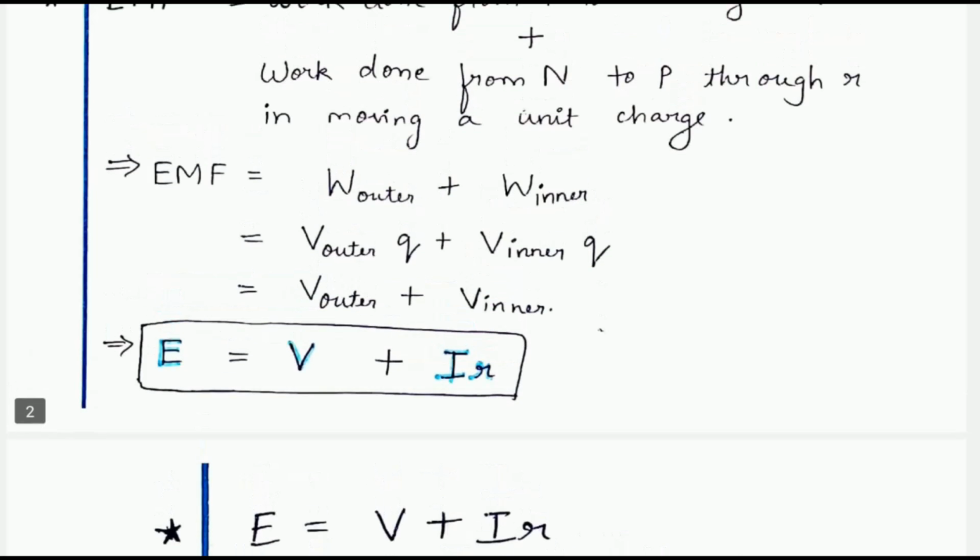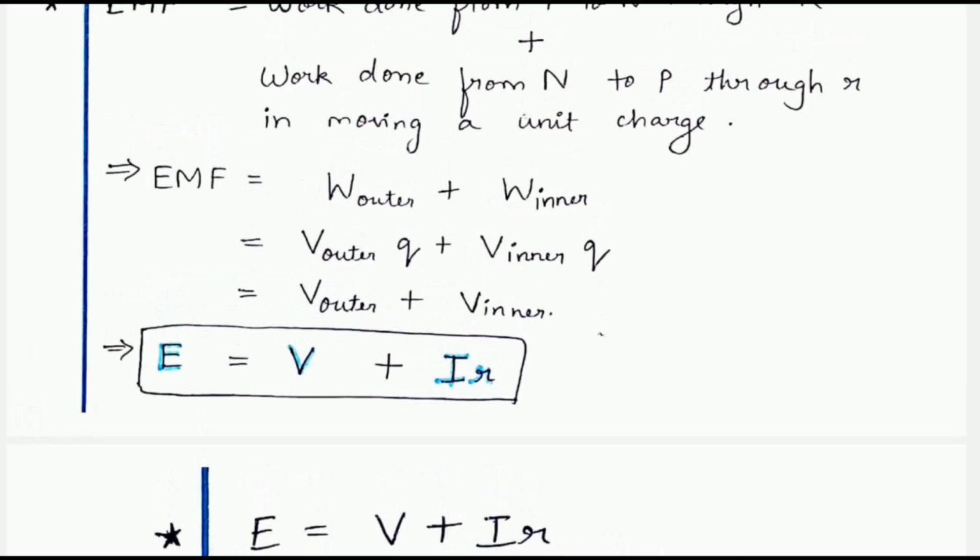As we had derived E = V + I r in the previous video, let us use that. Here capital E is the EMF of the cell, capital V is the terminal potential difference, I is the current flowing in the circuit, and small r is the internal resistance of the cell.